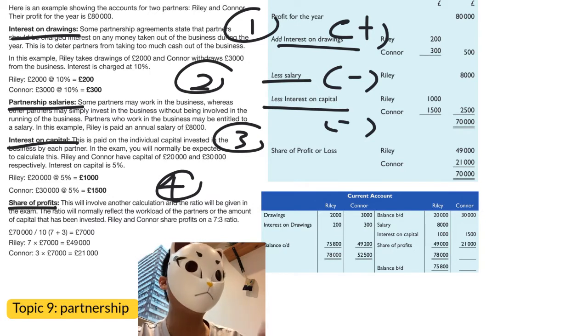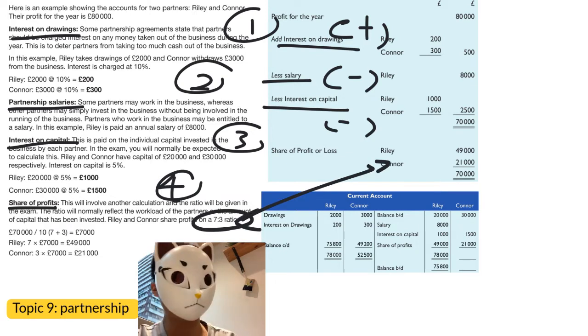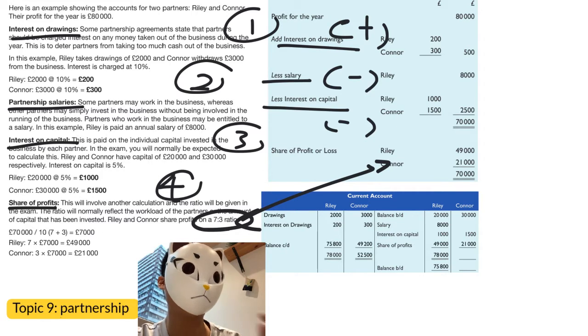So after you add up the interest on drawings, deduct the salary, and deduct the interest on capital in accordance with the question, you may share the profit. For the sharing of profit, you have to take a look at the ratio given by the question. If there's no ratio given by the question, it will be shared equally.